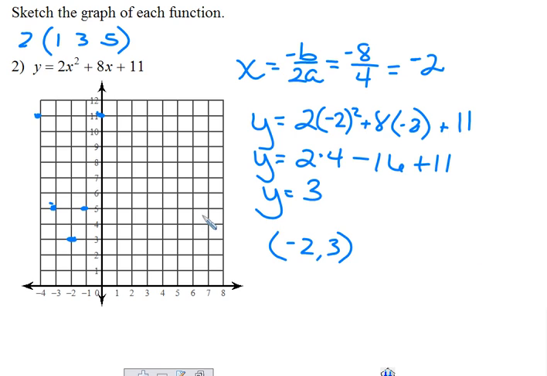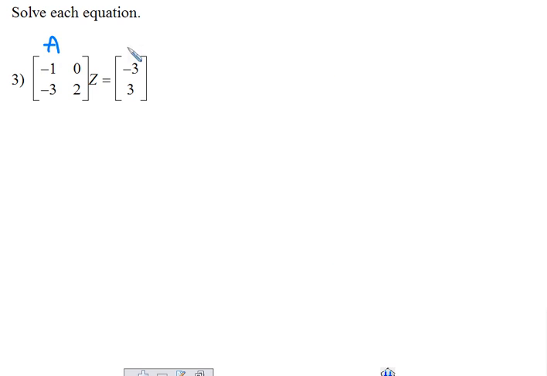On to question number 3. Okay, with number 3, I don't have my calculator out, but you can put this into your calculator. We're going to solve this using the calculator this time. First thing we want to do is put this into matrix A and this into matrix B. And we know that if we're trying to solve for z, we've got to multiply it by its inverse. So it's going to be the inverse of A times Z is equal to the inverse of A times B, because what you do to one side, you must do to the other.